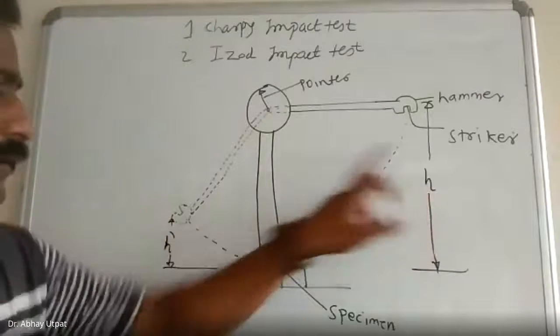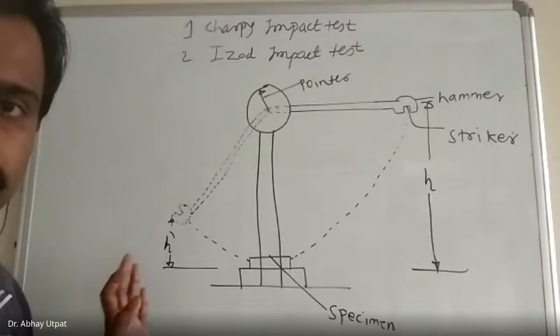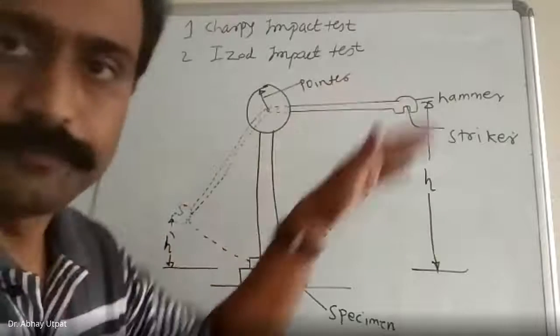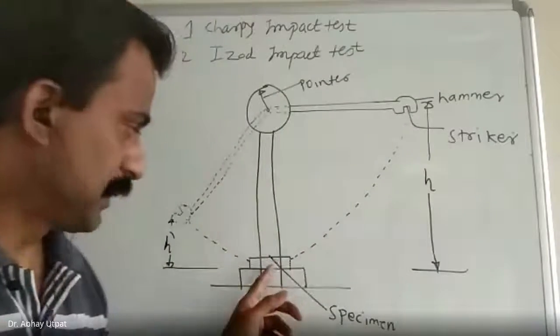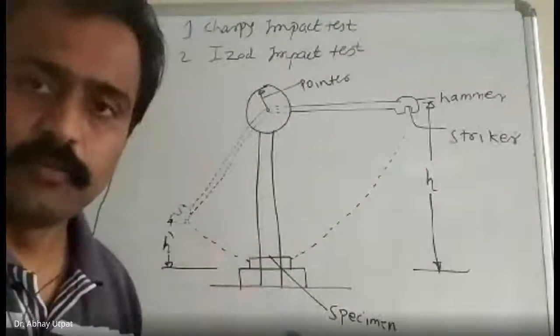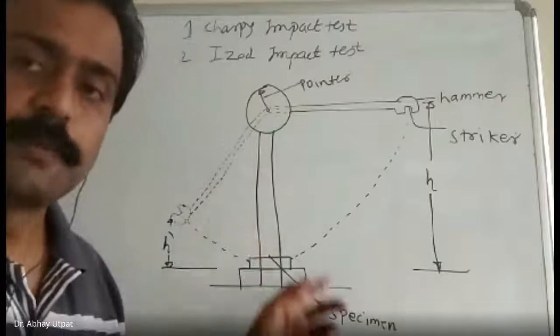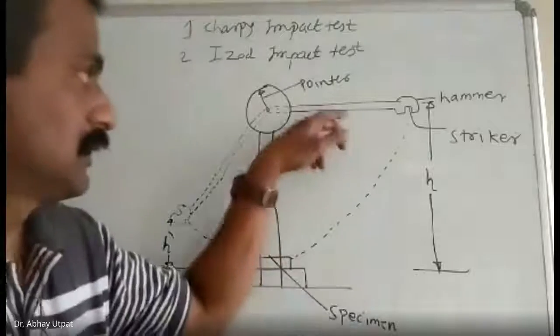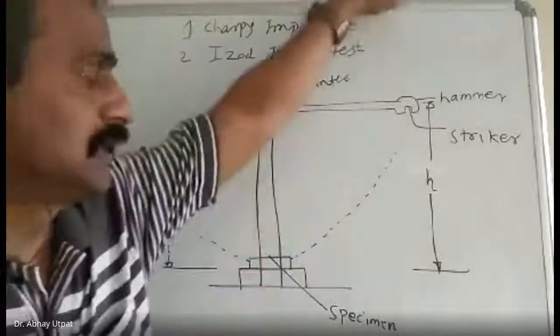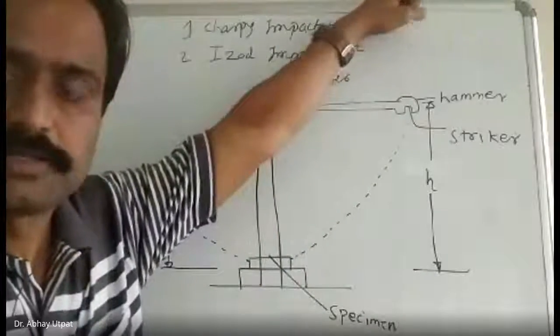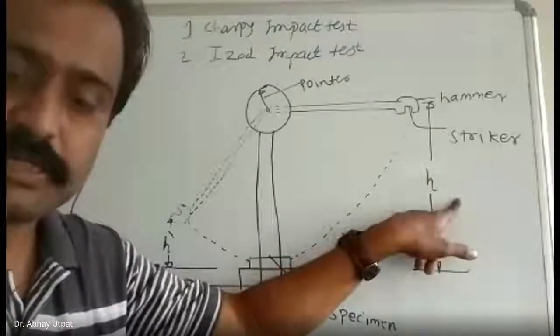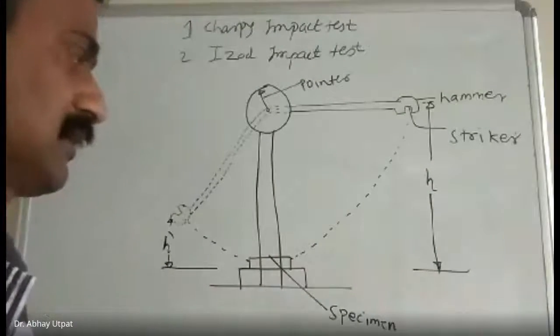So original height and final height after breaking. It is like a pendulum. The specimen is kept here. Now, if the same setup is used by Charpy and Izod, if it is a Charpy test, this initial position H is a little different. So, by virtue of H, it has which energy?